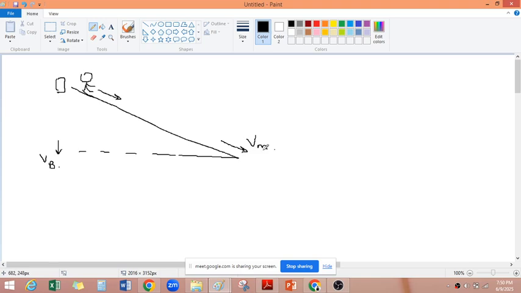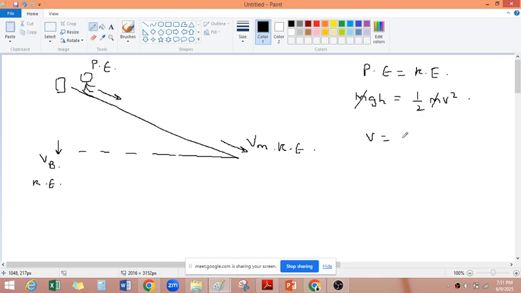So the potential energy is what is getting converted to kinetic energy, which means the potential energy here is equal to the kinetic energy here or here. So potential energy is equal to kinetic energy. Potential energy is nothing but mgh. Kinetic energy is half mv square. That means m cancels, so v will be root of 2gh.